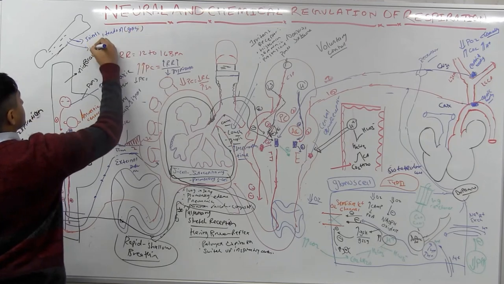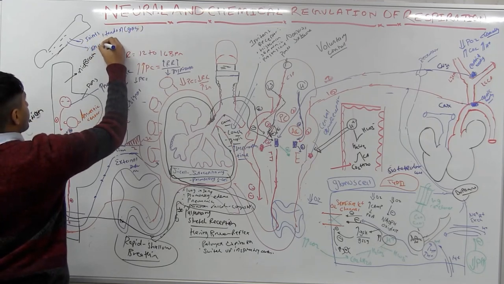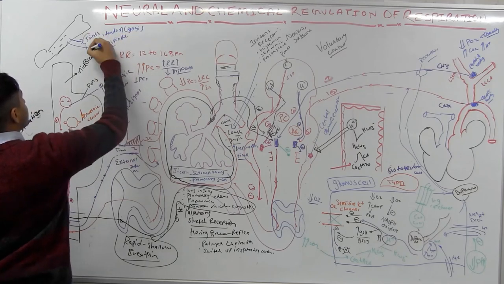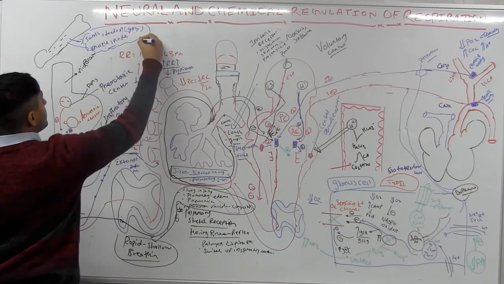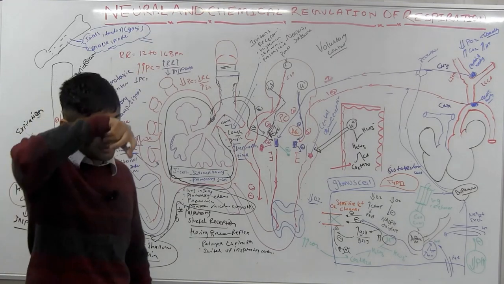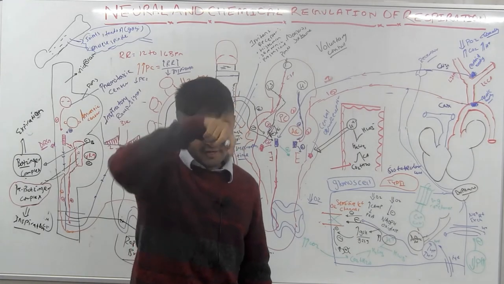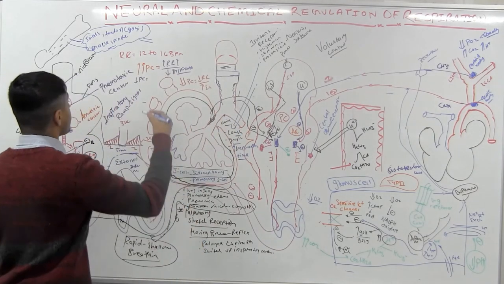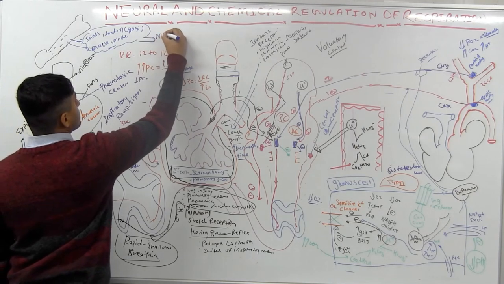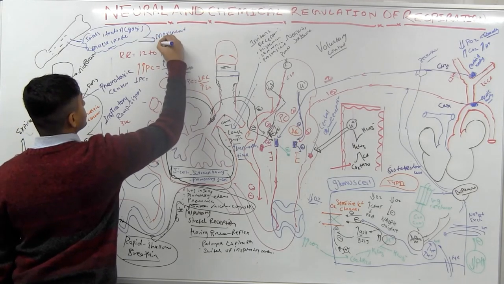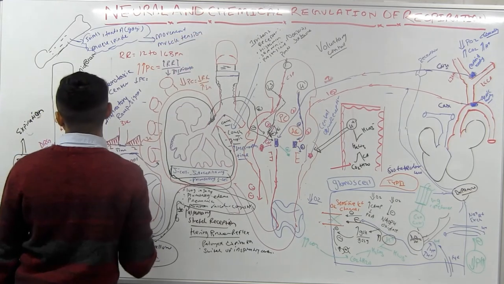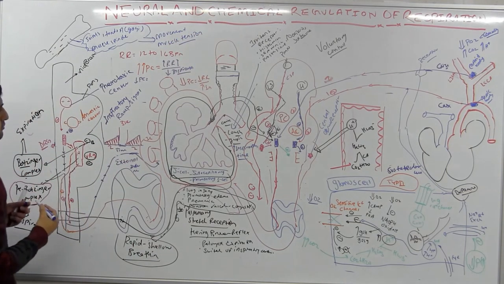We'll talk about Golgi, and muscle spindles. What are these? They will give proprioception. These guys give proprioception signals and provide information about the movement and the muscle tension. Muscle tension. And how do they do it?